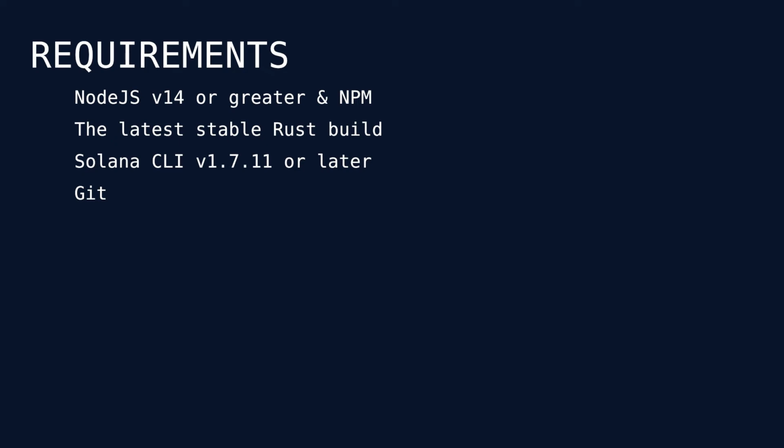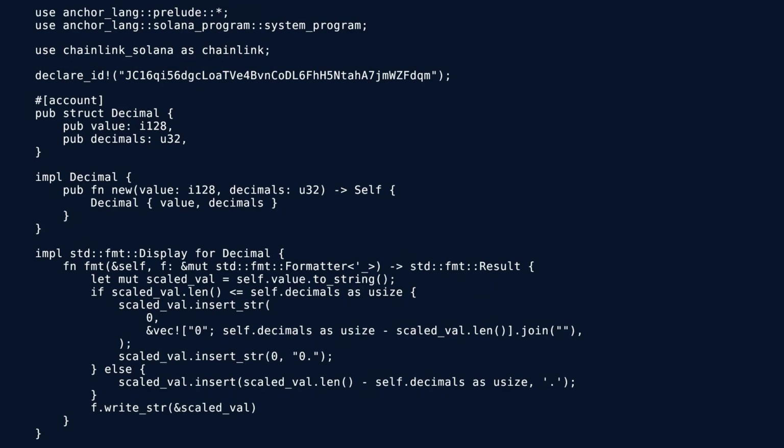The Chainlink Solana Demo Program. The Chainlink Solana Demo Program is a smart contract that simply connects to a Chainlink price feeds account on DevNet and retrieves and stores the latest price of the specified price pair.